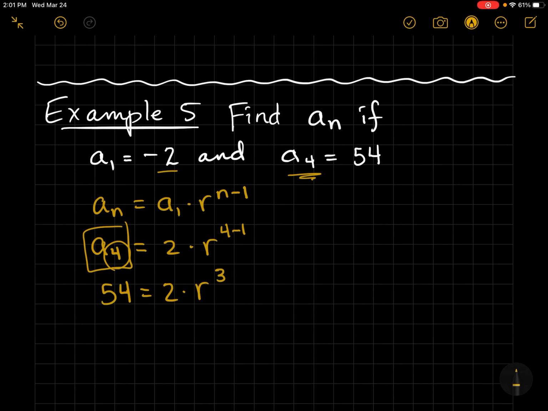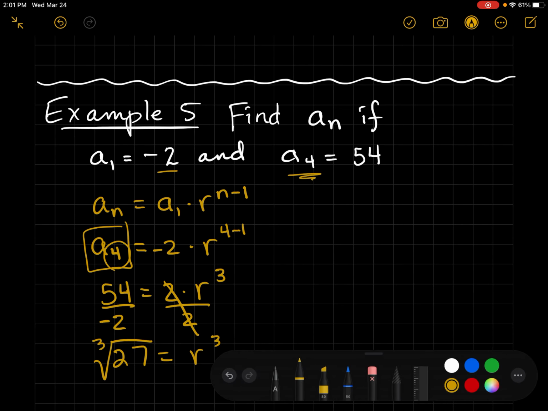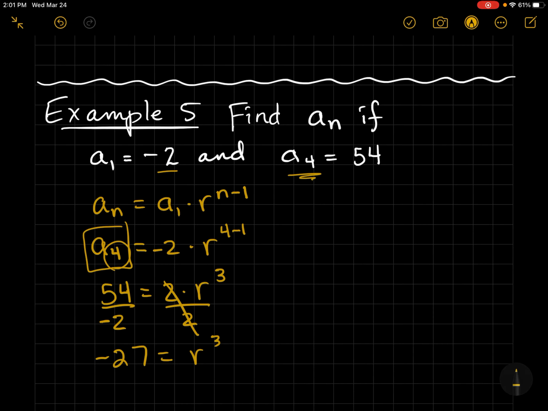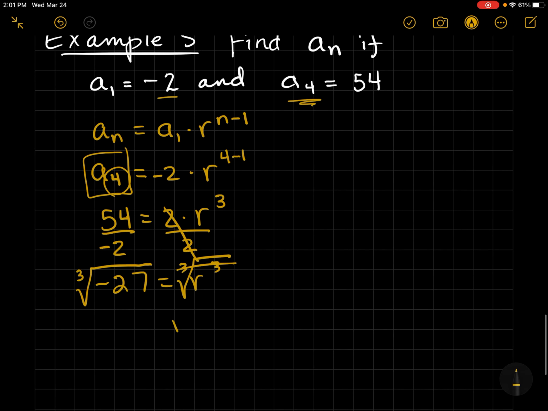And now I can solve for r. So I'm going to divide by 2. I get 27. And I can take the cube root of both sides. Oh, I lost my negative sign. Oh, the 2 was negative. Yeah. So that should have been negative 27 right there. And now I'm going to take the cube root of both sides. And I get r equals negative 3.